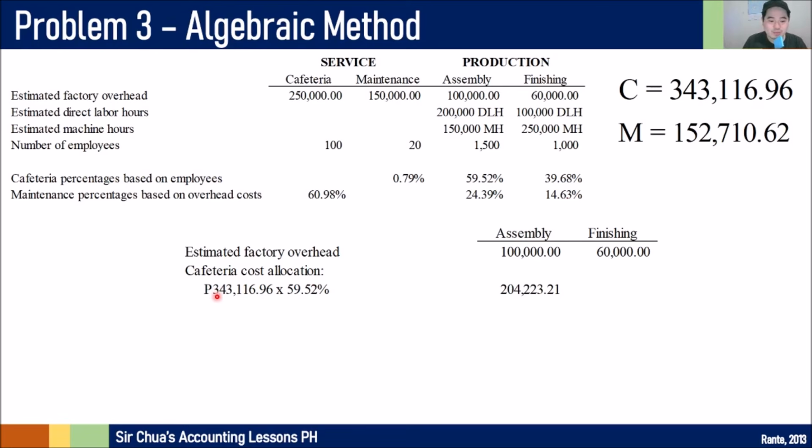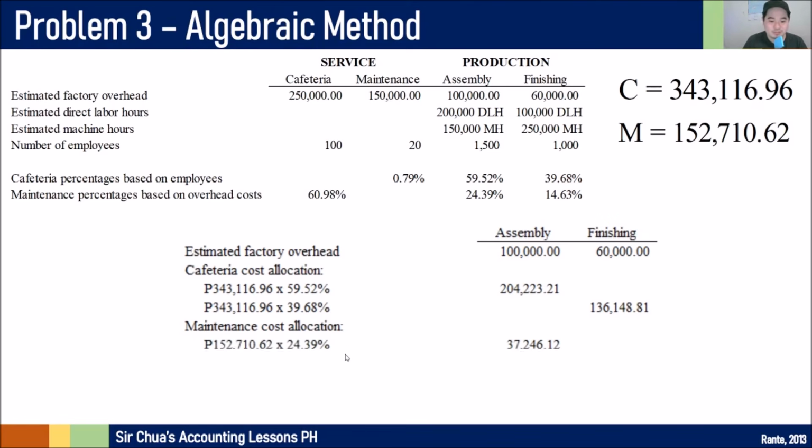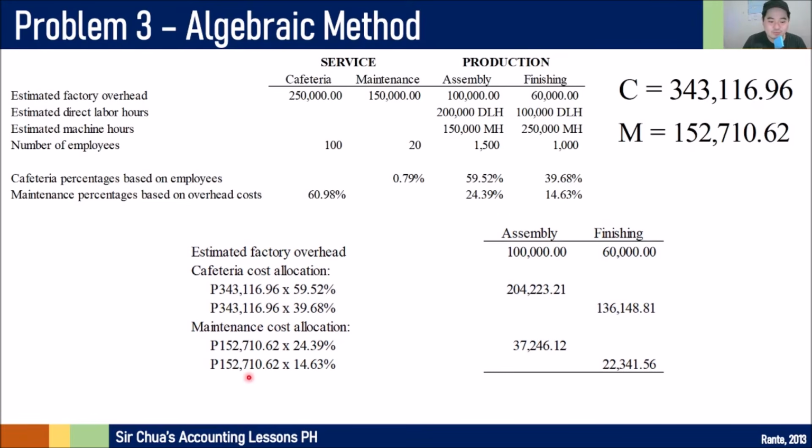So, 343,116.96 multiplied by, ito po yun, 59.52%. And then the same thing will happen for the finishing, 343,116.96 times 39.68%. Okay? Tapos i-allocate mo na rin po si M cost, which is 152,710.62. So, ganito naman po. 152,710.62, sundin mo na lang yung ginawa mong percentage kanina, 24.39%. And then, doon naman po sa 152,710.62, 14.63. Ito po yun, 14.63.